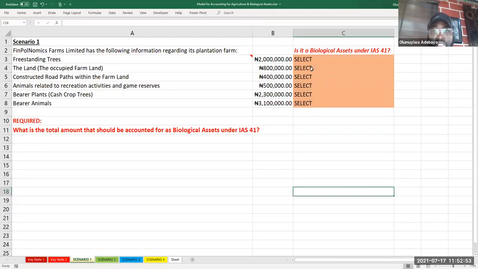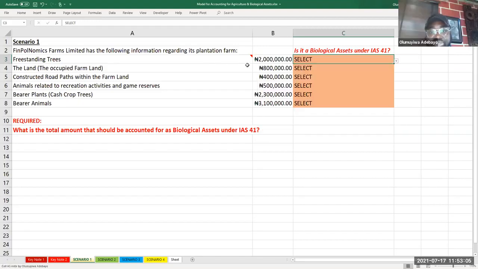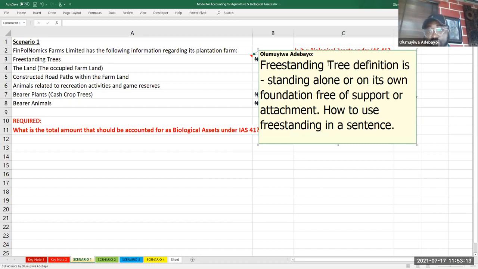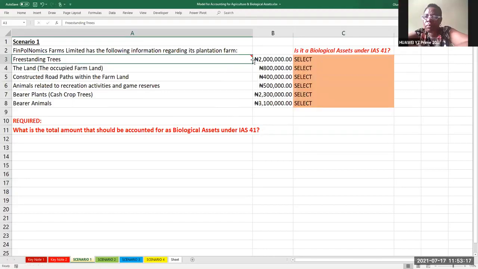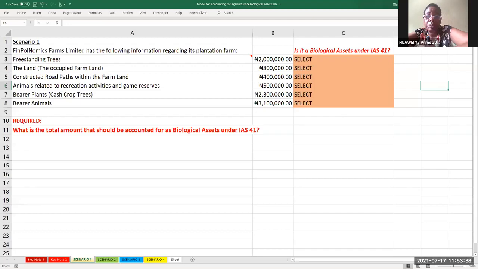Okay, who will answer? Your answer is to tell me, is it a biological asset under IAS 41? Each one, let us pick it one by one. Now, before you pick it, let me explain what a freestanding tree is. Can you read out what a freestanding tree is, so that you can understand what I mean? A freestanding tree is a standalone tree, on its own foundation, without support or attachment. Therefore, who will answer it?